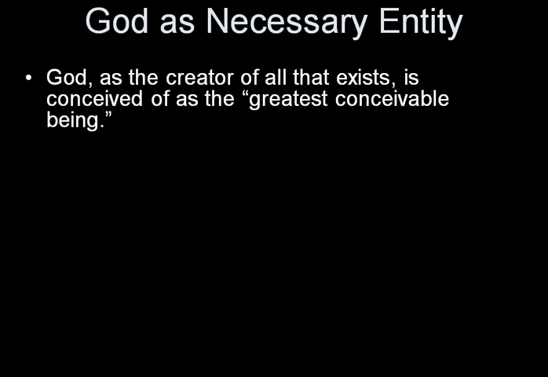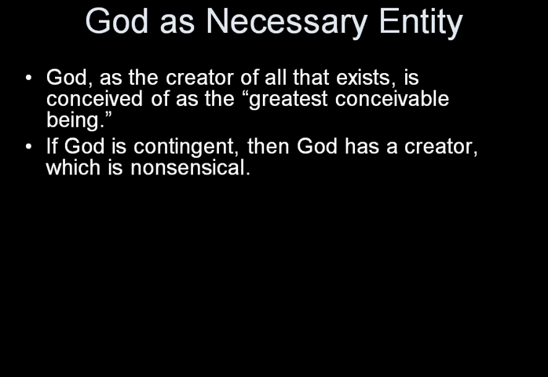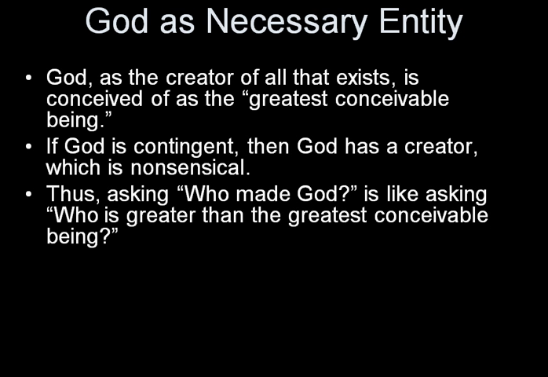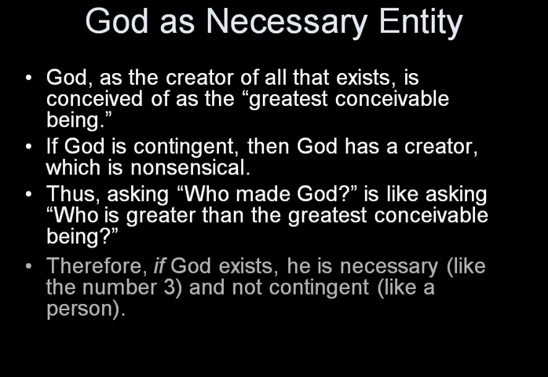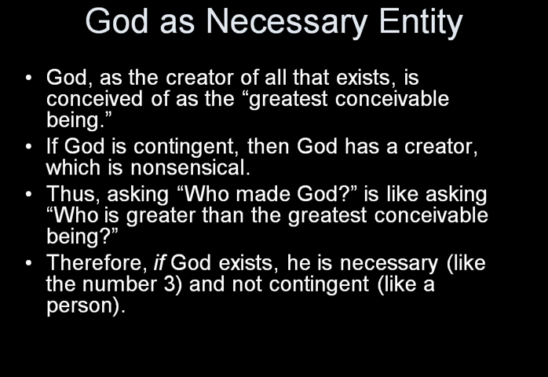God is usually thought of as a necessary entity because he's the creator of all that exists, and he's usually thought of as the greatest conceivable being. If God were contingent, then that would imply that God has a creator, which is nonsensical. So asking who made God is like asking who is greater than the greatest conceivable being. Therefore, if God exists, he is necessary, like the number 3, and not contingent, like a person.